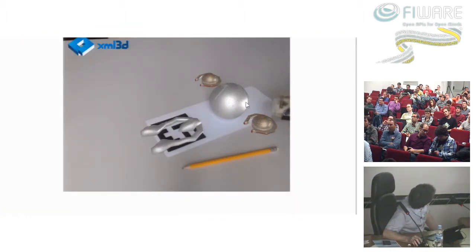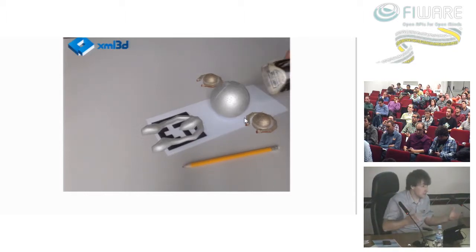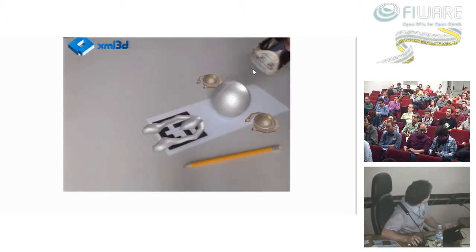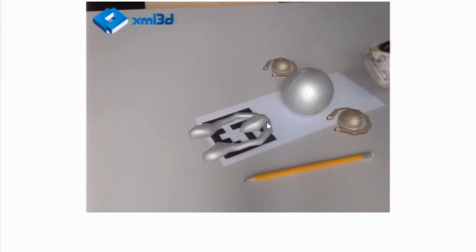So we have this physical sphere and 3 virtual objects, and when changing the lighting conditions of the physical environmental lighting, the same lighting is applied to the virtual objects as well.